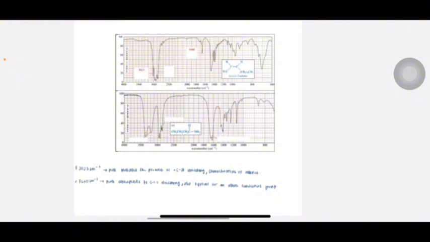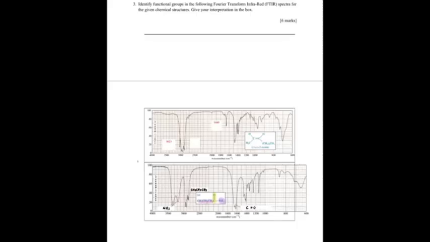I will answer question 3, to identify functional groups in the following Fourier transform infrared (FTIR) spectra for the given chemical structure. Give your interpretation in the box. I will answer for this FTIR spectrum.